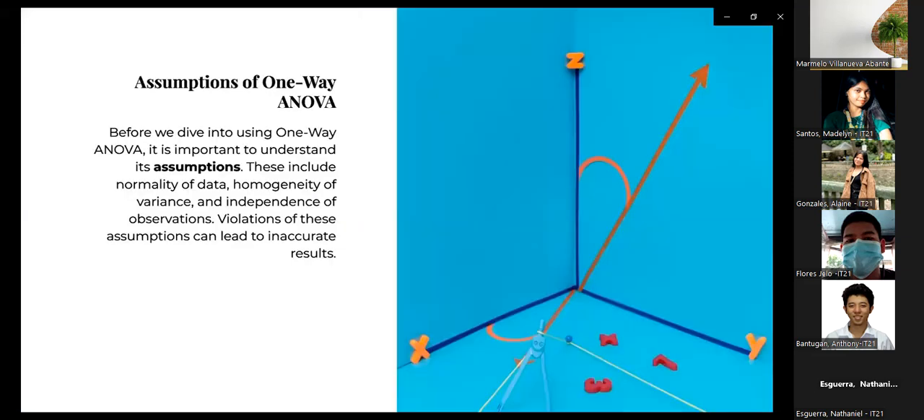Assumptions of one-way ANOVA. Before we dive into using one-way ANOVA, it is important to understand its assumptions. These include normality of data, homogeneity of variance, and independence of observations. Violations of these assumptions can lead to inaccurate results.